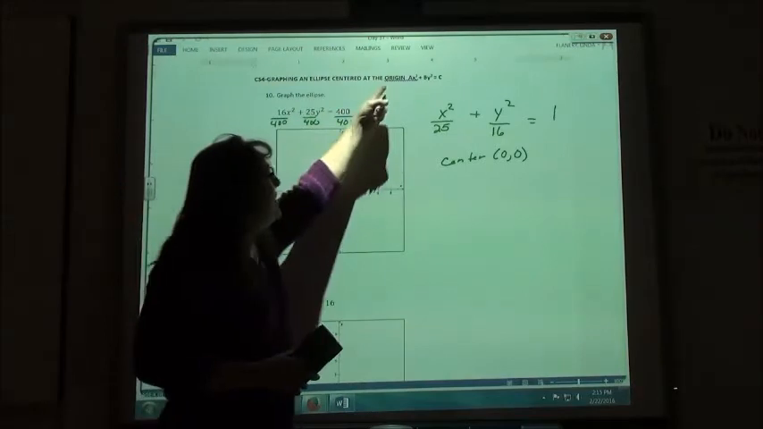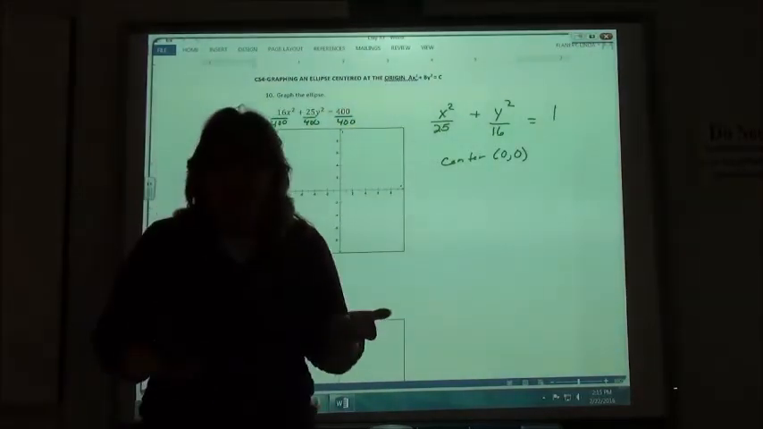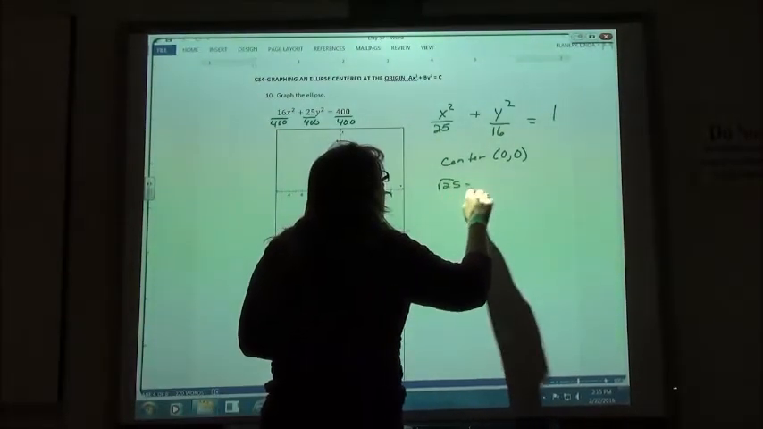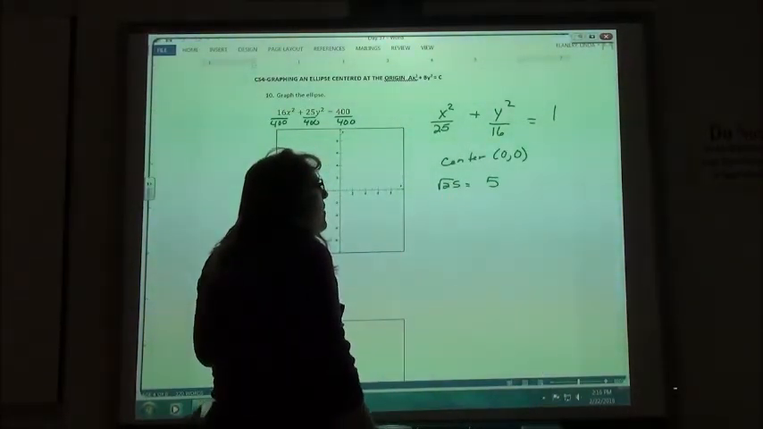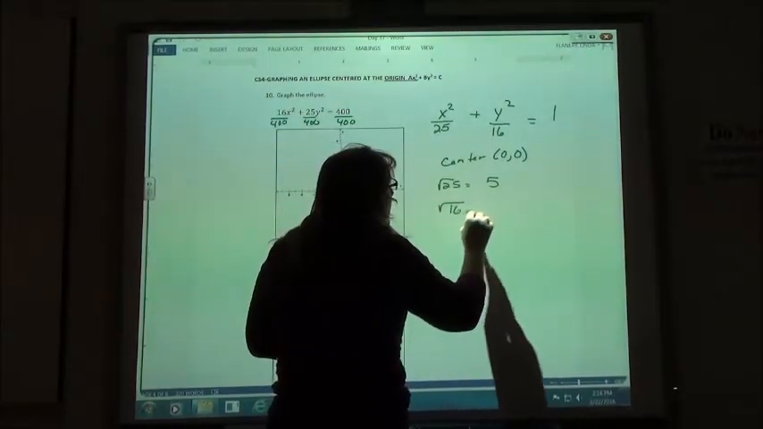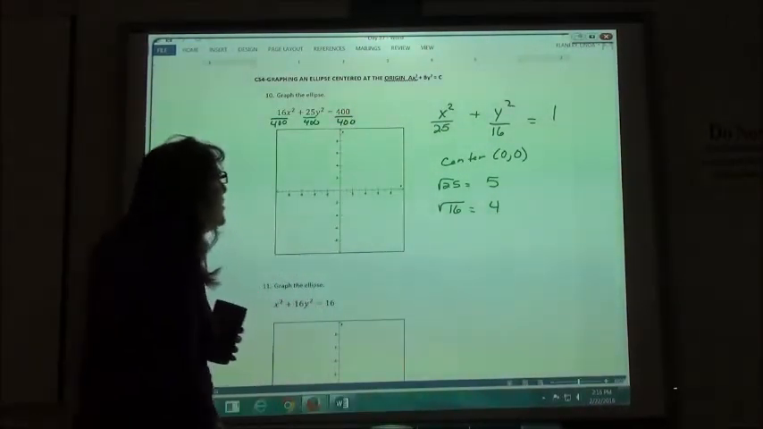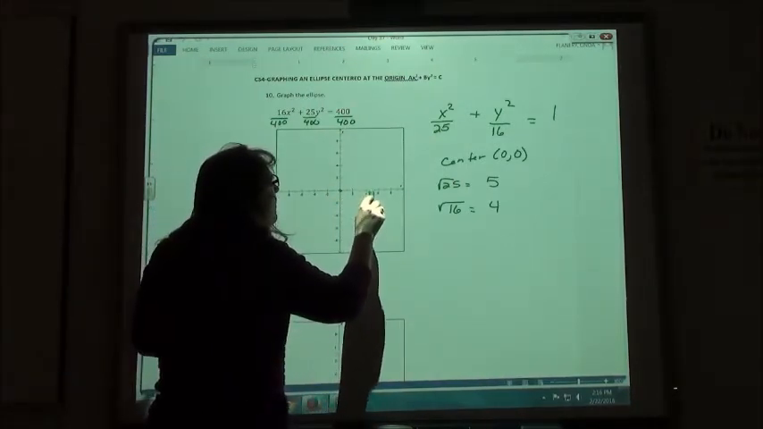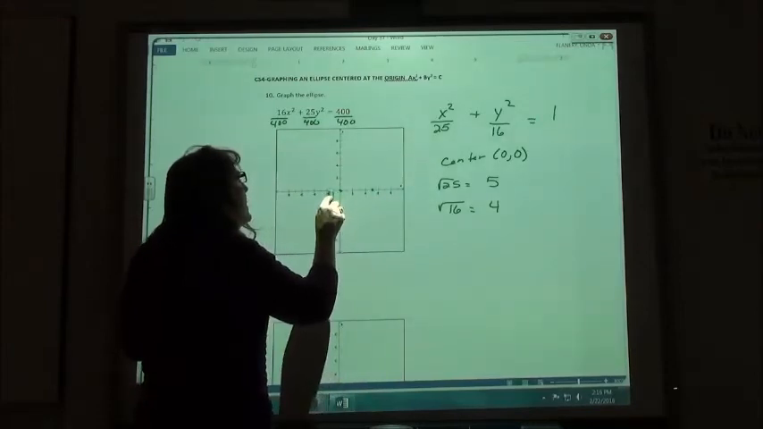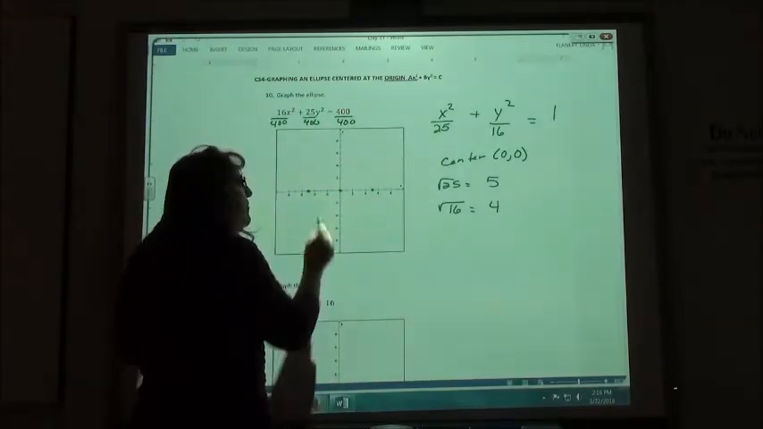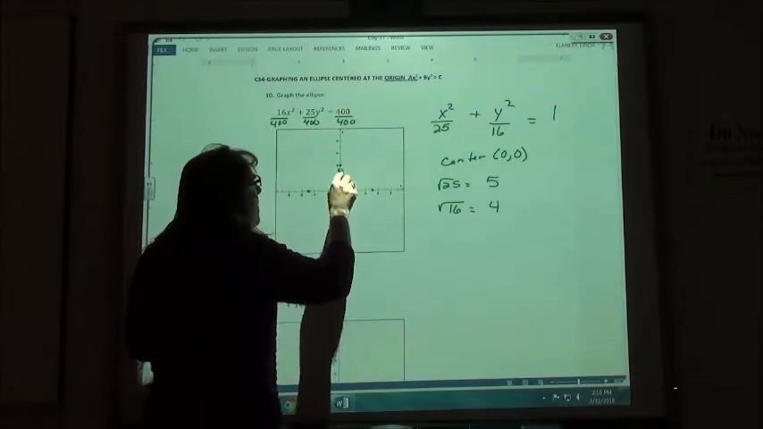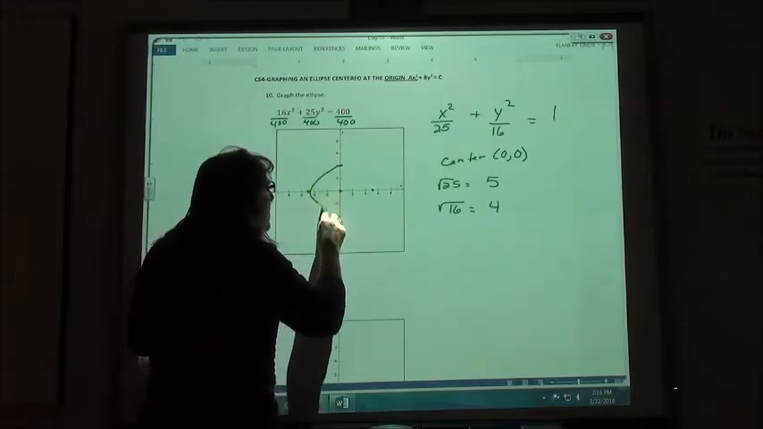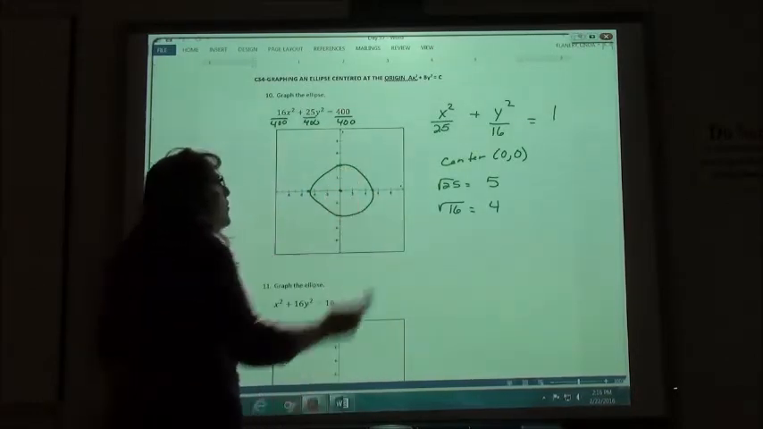Well, by the name, centered at the origin, hopefully you already knew the center was going to be at 0, 0. So here I'm going to do the square root of 25, which means I'm going to open up 5 for my vertex. The square root of 16 is going to be 4 for my co-vertex. So again, I'm going to place the center. I'm going to go 1, 2, 3, 4, 5 to the right, which also opens it up 1, 2, 3, 4, 5 to the left. I'm going to go 1, 2, 3, 4 up, which is also going to go 4 down for my co-vertex. And my ellipse is going to be centered around the origin.